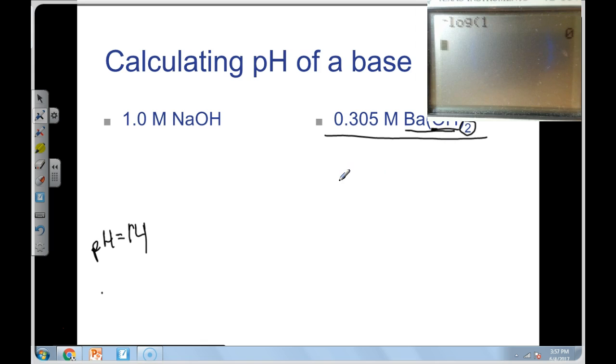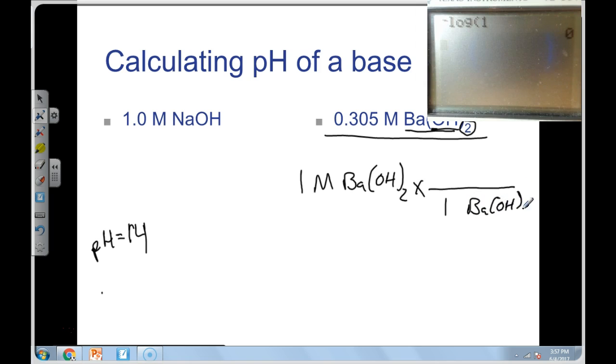Now this is strong, so what we know is for every 1 molar of Ba(OH)2, we can X-line it. We get, for every 1 Ba(OH)2, we have 2 hydroxide ions. How do I know that? Because that's what that tells us. Okay, again, we could do the same thing over here, but we know that it's a 1-to-1 ratio. For bases, sometimes we get these that give 2, and that's important to take into consideration.